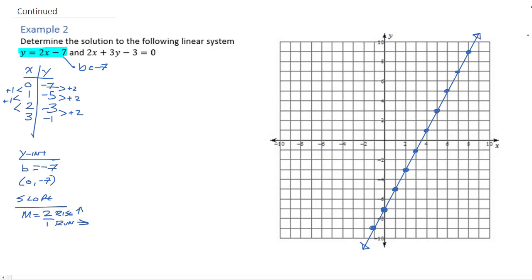And at one of the ends, label it with the original equation. So the original equation was y equals 2x minus 7. So I'll just label it up here. Y equals 2x minus 7. All right, there's our first equation. Let's do the second equation here.